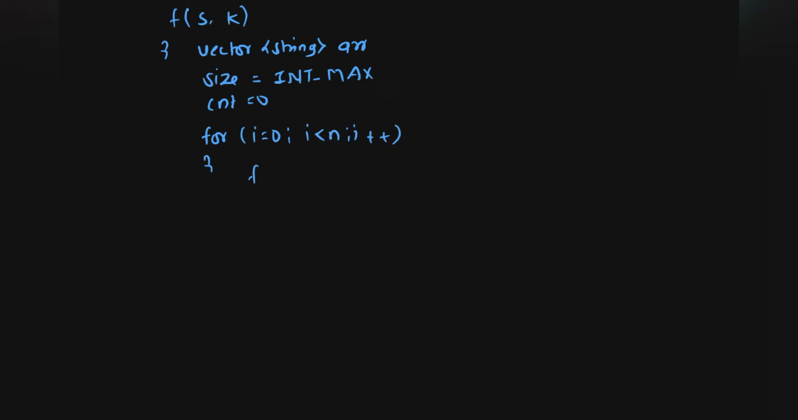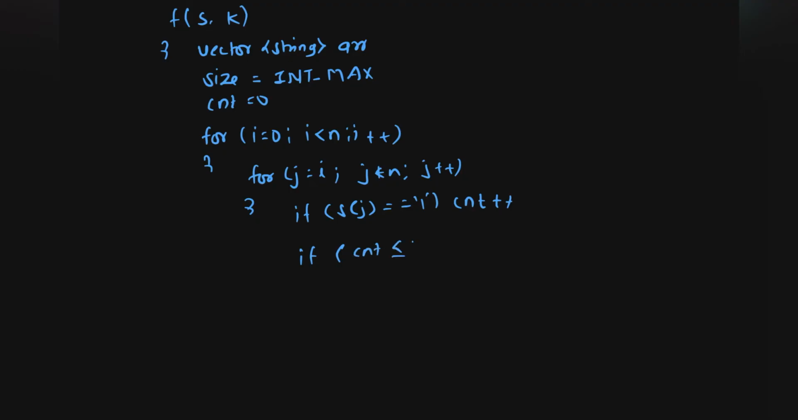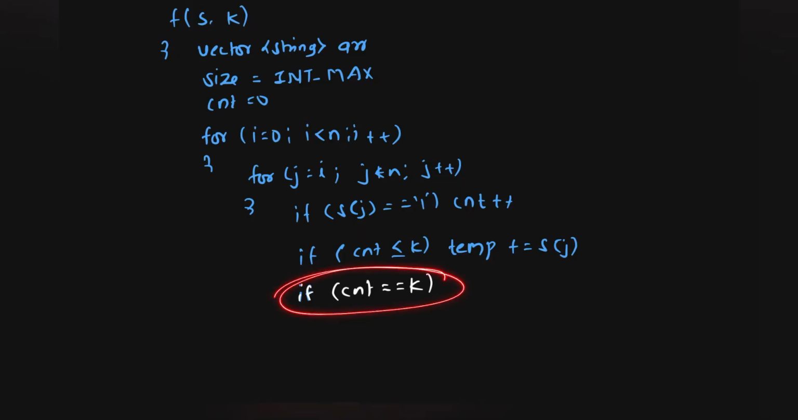Then I will start from j equals i, j less than n, and j plus plus. Then I will check if s of j is equal to 1, then we need to increment the counter by 1. Again we need to check if my counter is less than or equal to k, we add it to my temporary string; this is my temporary string and this is what I added, s of j. And then the main condition: if my counter is equal to k, it means I got exactly k number of ones.